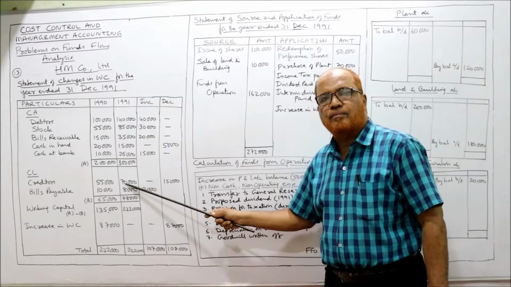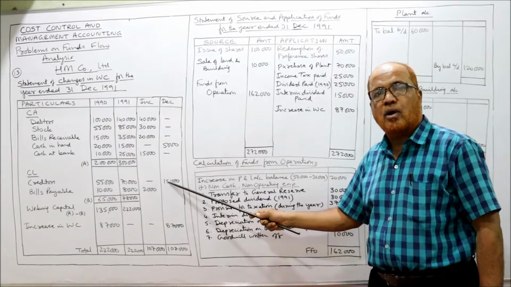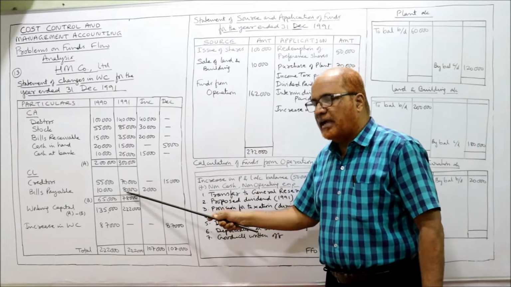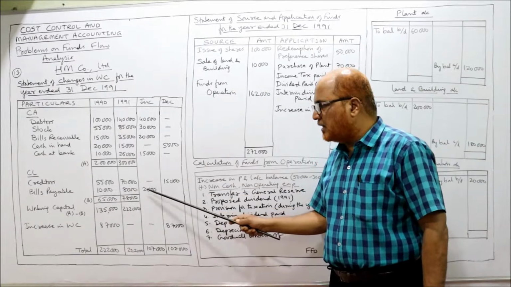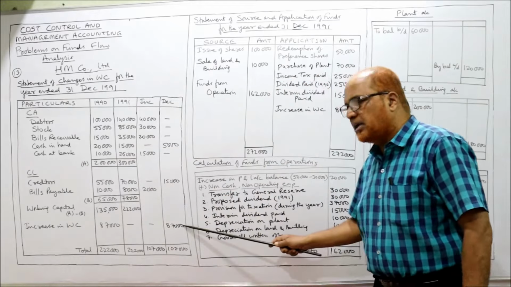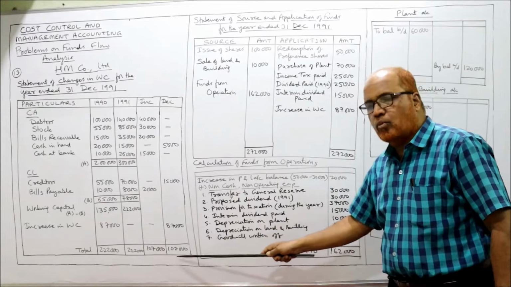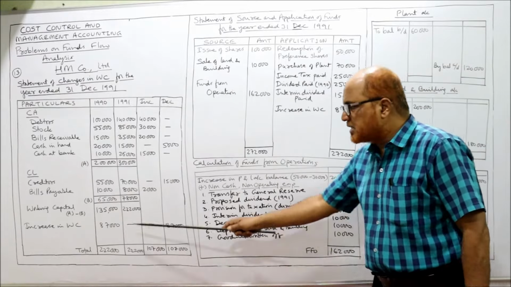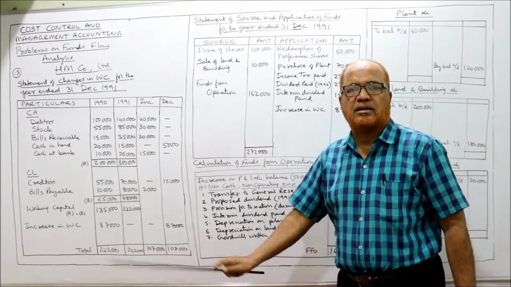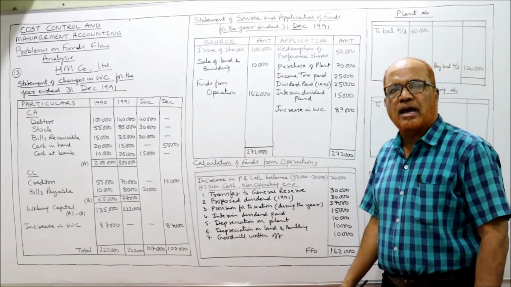55,000 to 70,000. There is an increase, but we'll write it in the decrease column. Opposite: here 10 to 8 decreased, but we write it in the increase column. The last one is an increase, so we write the amount in the decrease column. Now take the total of increase and decrease, 1,07,000, both equal. It means the 87,000 answer is correct. So we have completed the statement of changes in working capital.